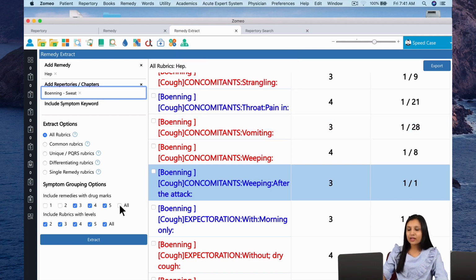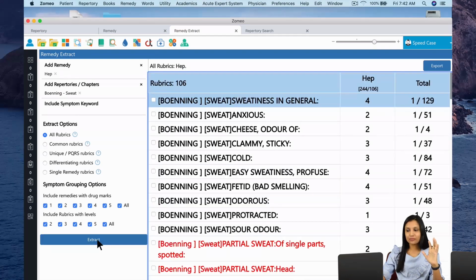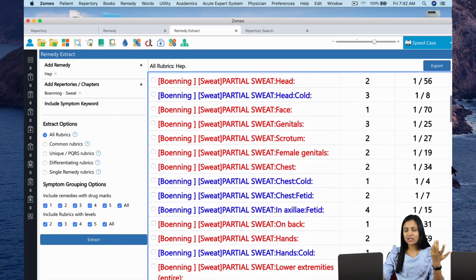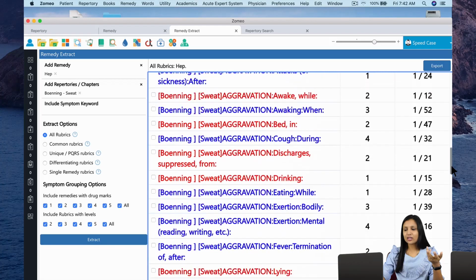and I select all the drug marks for Hepar. So I'd like to see Hepar in perspiration for all drug marks in BBCR, and I click extract. And there are 106 rubrics for Hepar perspiration. Look here, easy sweating, that is profuse, 4 mark remedy. Fetid or bad smelling perspiration, 4 mark remedy. Okay, Hepar is present in a very prominent state in perspiration in the repertories.